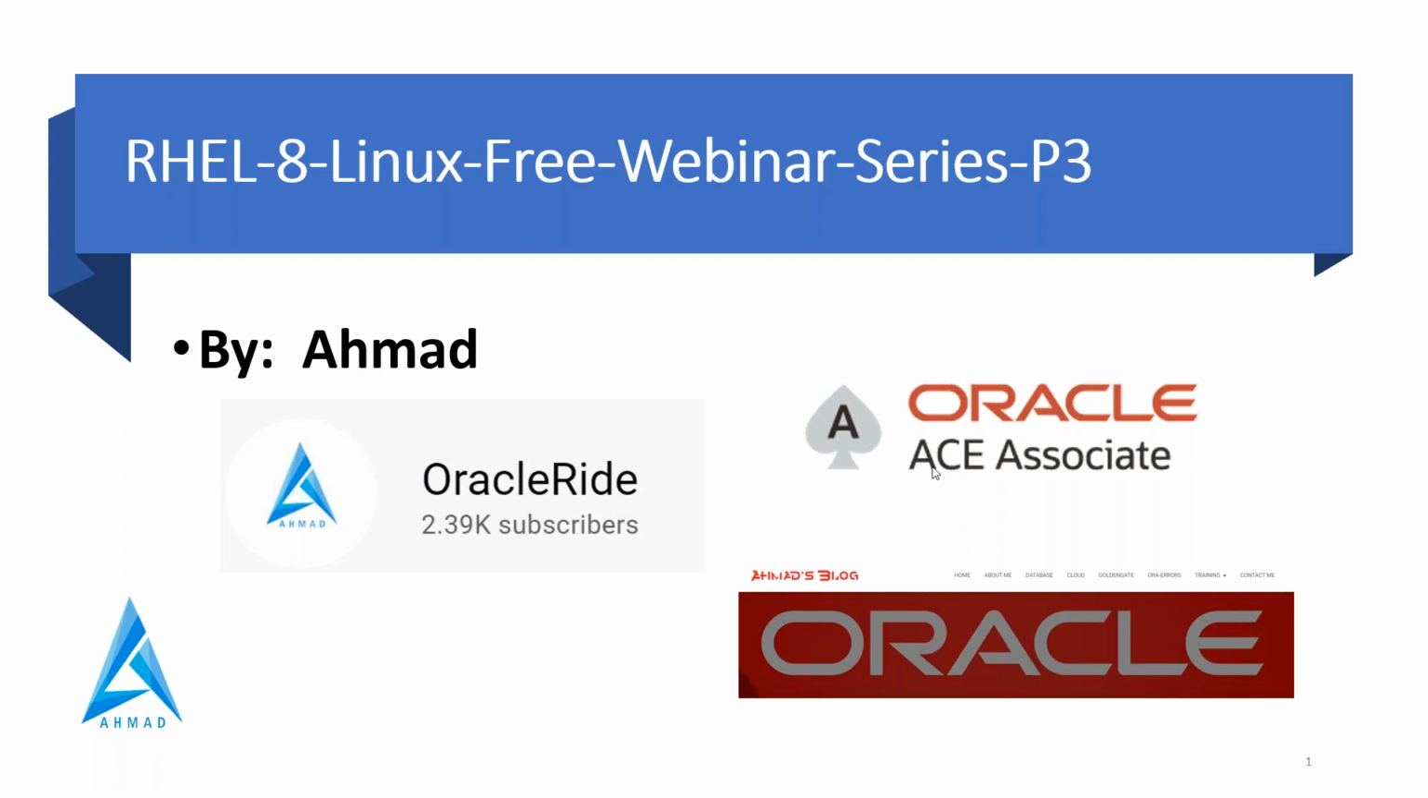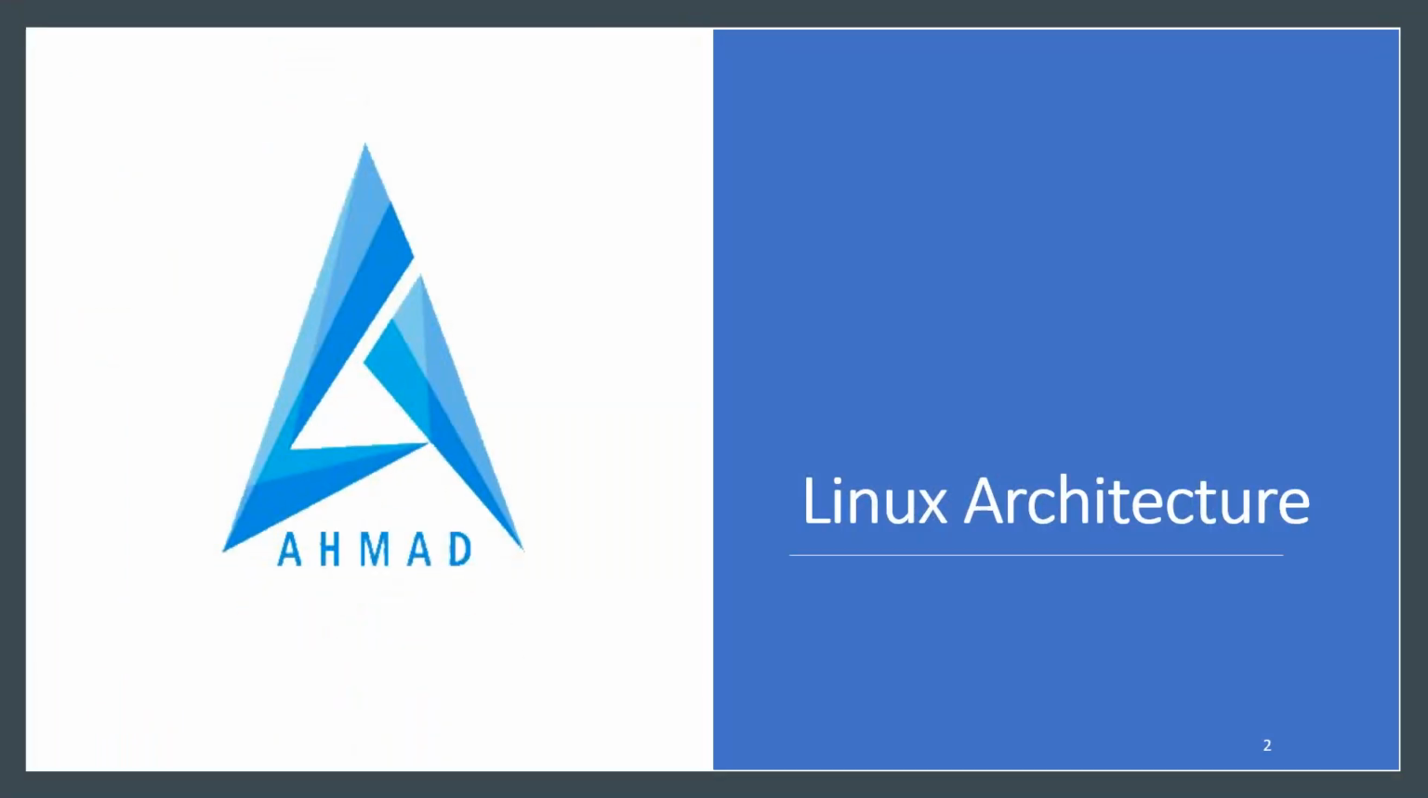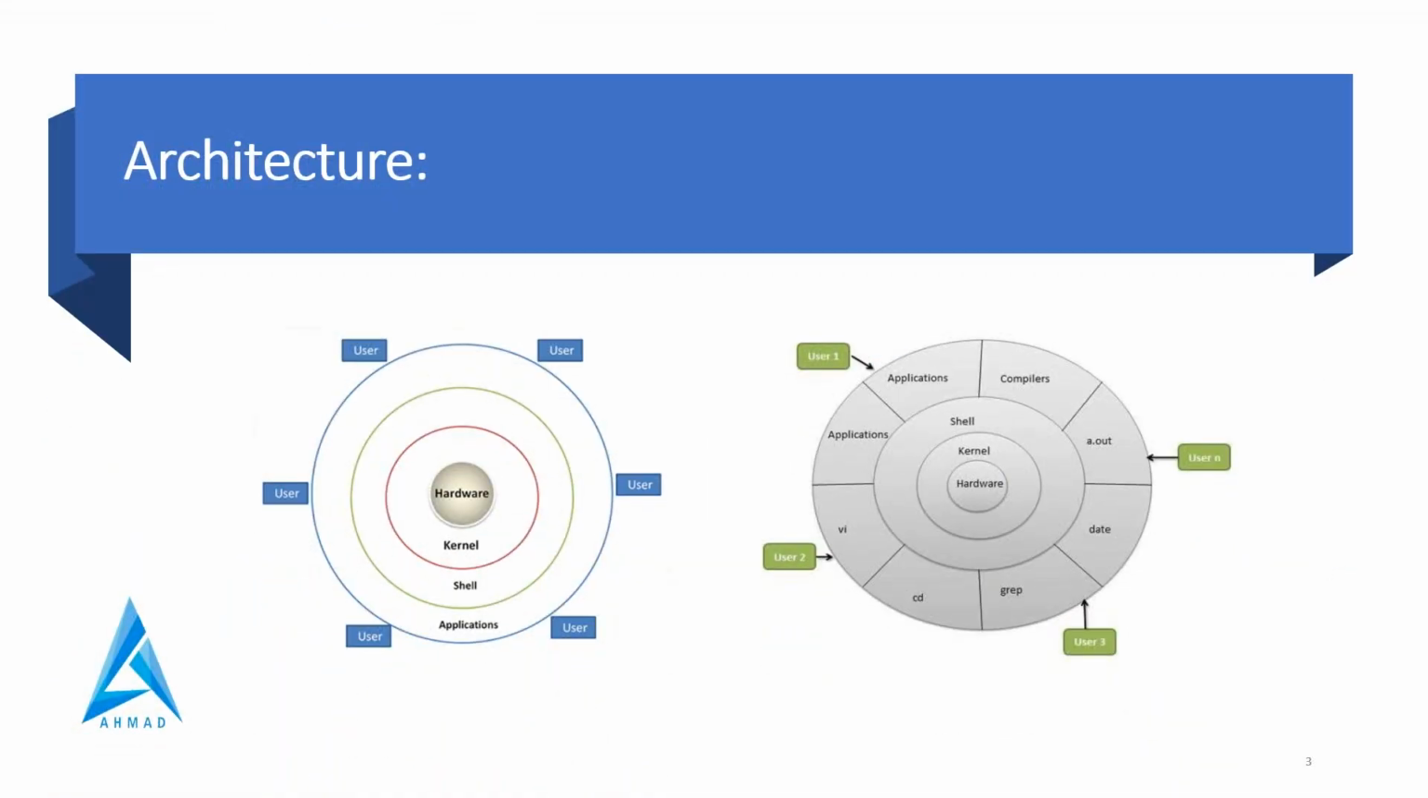So today I will tell you about the Linux architecture. Yesterday I showed how to install Linux Red Hat 8 on VirtualBox 6. I hope you guys liked it. And today I will discuss Linux architecture. So you can see this diagram.